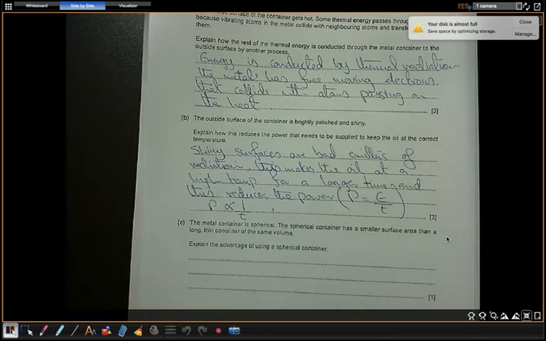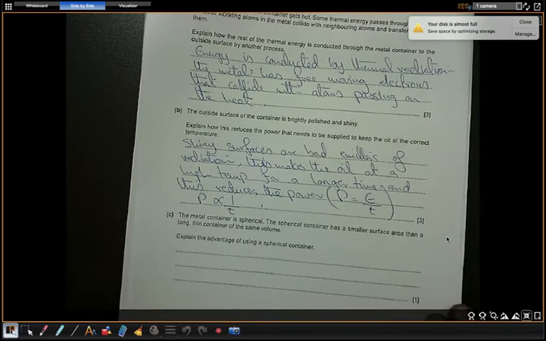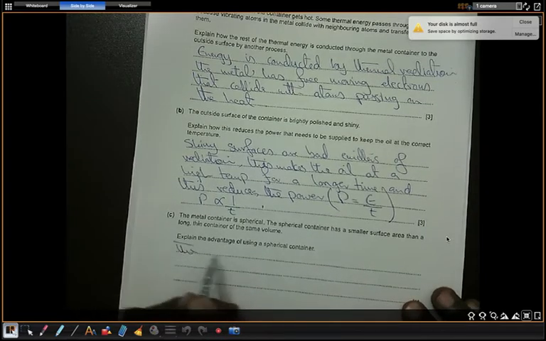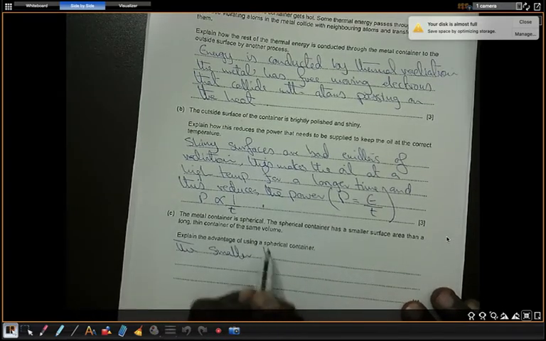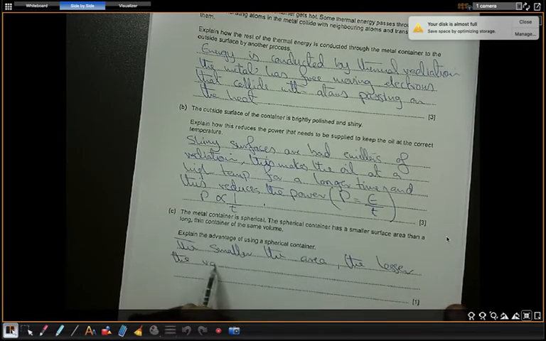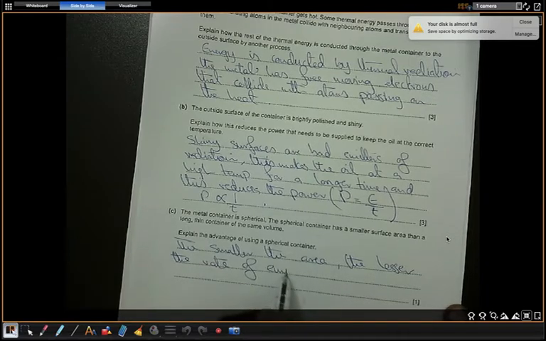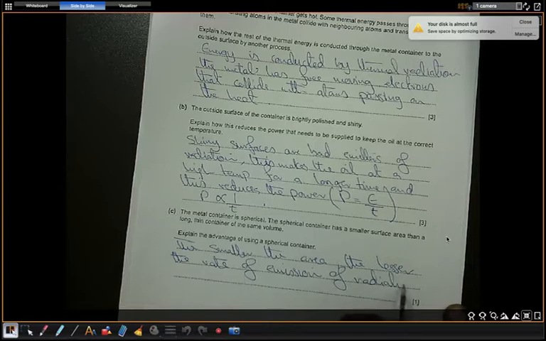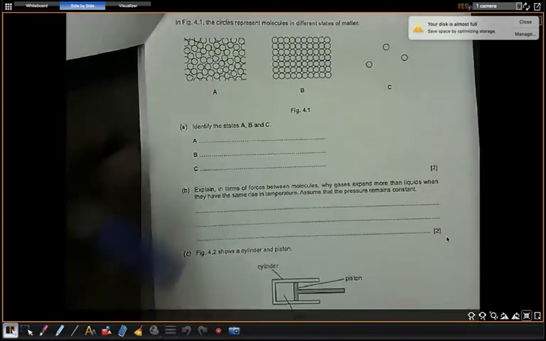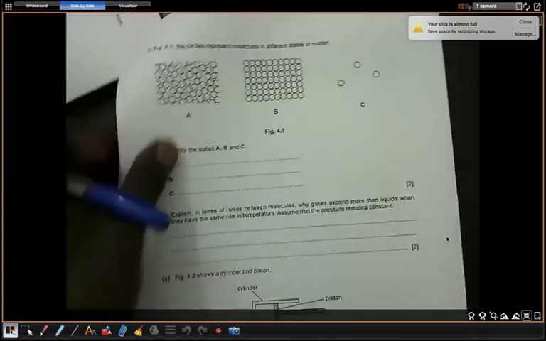Now, the metal container is spherical. The spherical container has smaller surface area than long. Explain the advantage of using a spherical container. The smaller the area, the lesser the rate of emission of radiation. And this is a very sufficient answer. All right, people, we're getting closer. We're getting close.